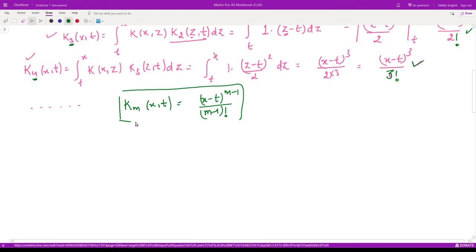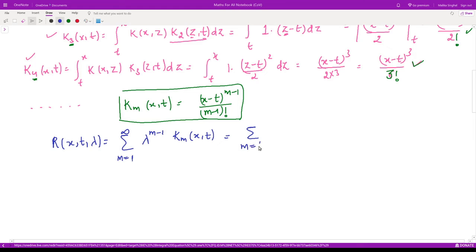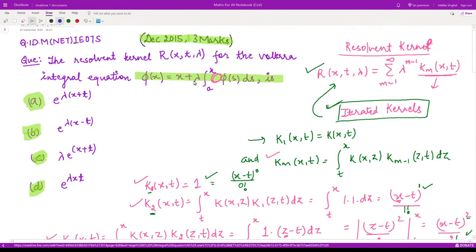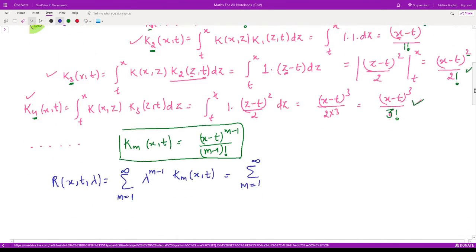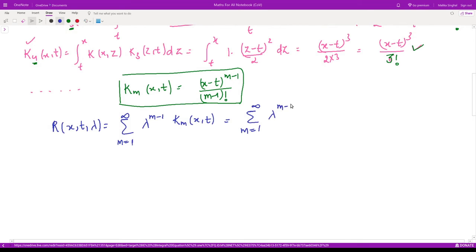So let us put this value of iterated kernel into the equation of resolvent kernel. So our R(x, t; lambda), what would be that? It is equal to summation m varies from 1 to infinity, and it would be lambda raised to power m minus 1, because if we had used 0 over here, we would have obtained lambda raised to power minus 1, which we cannot use, right? So it would be K_m(x, t). Lambda in our question is lambda only, right? So let me put the values. It would be lambda raised to power m minus 1, and what is the value of K_m(x, t)? It is equal to this: (x minus t) raised to power m minus 1 divided by (m minus 1) factorial, right?